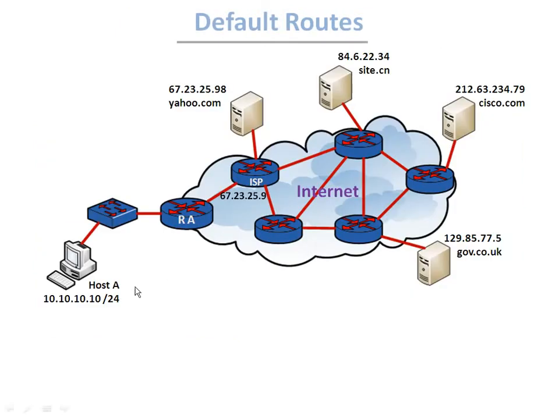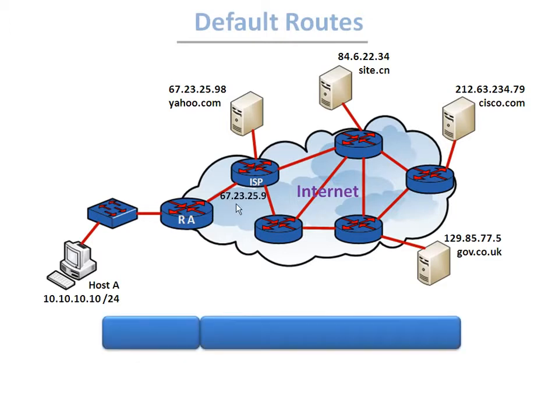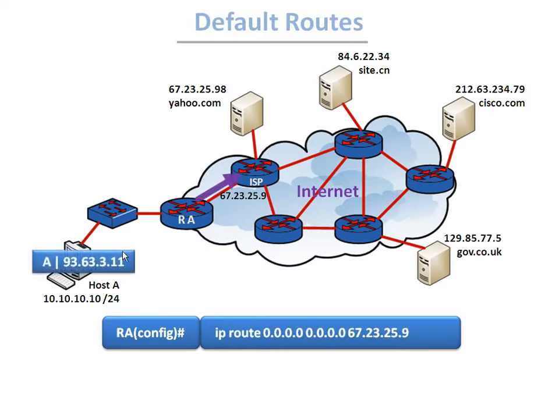So let's see an example. If you want to configure a default route on router A pointing to the ISP, which has an IP address of 67.23.25.9, all we have to do is go into global configuration mode and type ip route 0.0.0.0 for the destination network, 0.0.0.0 for the subnet mask, and then the next hop IP address. So if host A is to send a packet to a destination that router A does not know, it will simply forward the packet to the default route, meaning to the ISP router, because that's the IP address that we used.